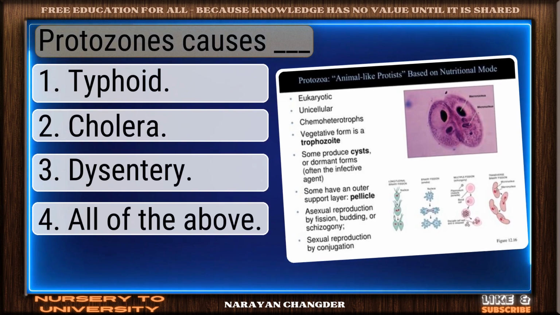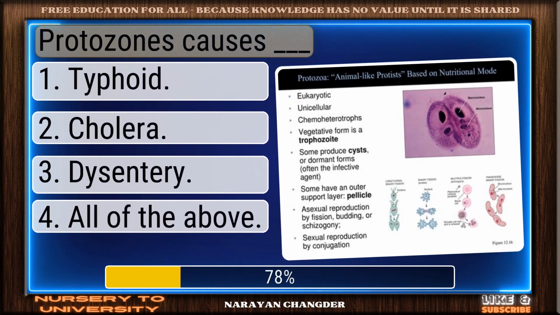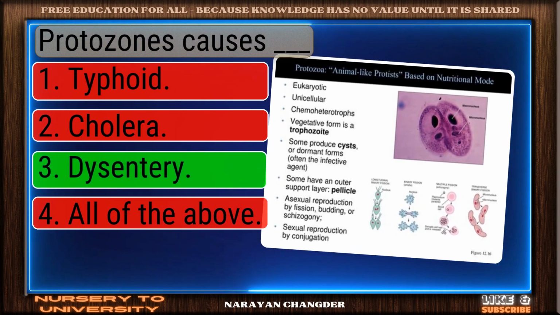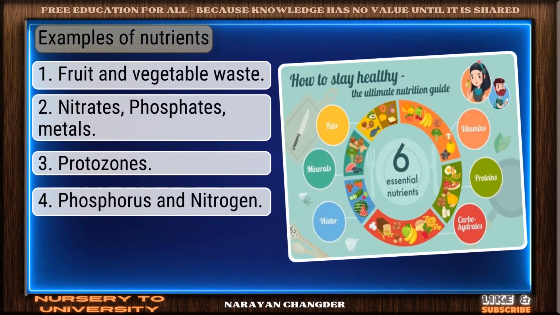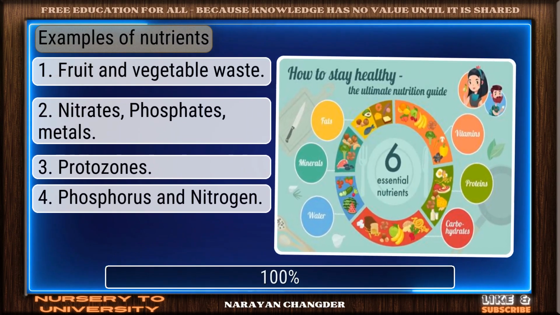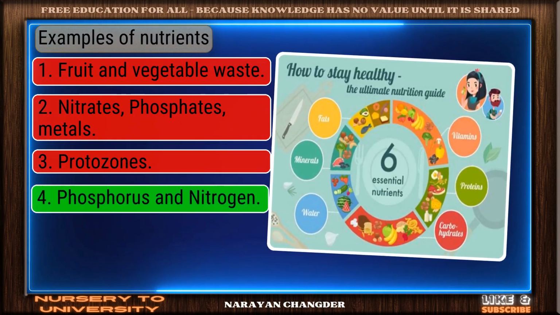Question number 114. Protozoans causes dash. Exactly. Dysentery makes sense and it is right choice. Question number 115. Examples of nutrients. Right again. Phosphorus and nitrogen is a valid answer.